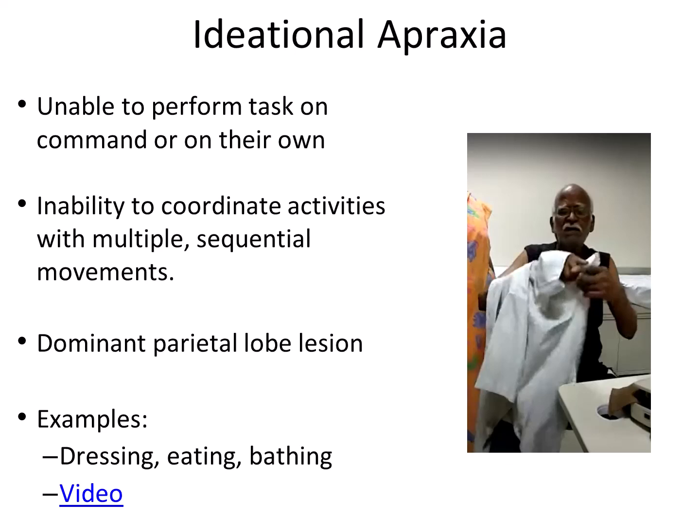Right, and in this video, you're going to see that putting on a shirt, you have to know what side of the shirt's up and down. You have to know how to put your arm through the sleeve, all of those things. And then once you get one arm in, then you have to put the shirt around and put the other arm in. And this combination or the sequence of movements with multiple steps and multiple thought processes is going to be very, very difficult for an individual with ideational apraxia.